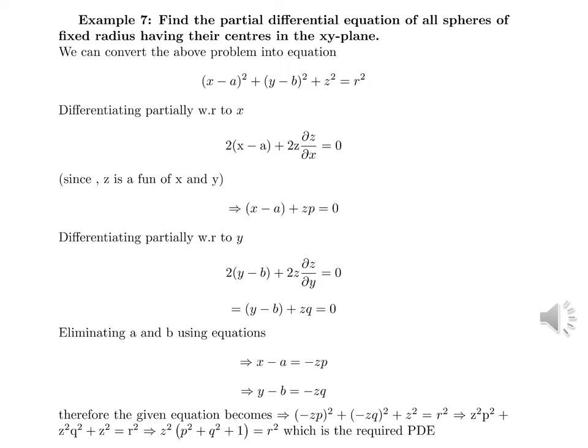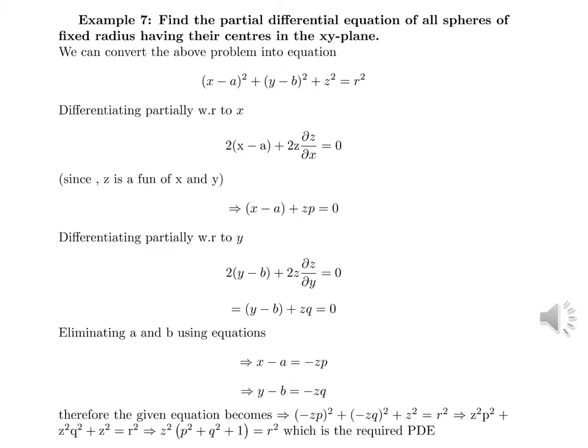To find that, you can see the equation of all spheres of fixed radius having their centers in the xy plane is x minus a whole square plus y minus b whole square plus z square equal to r square. So this is the key idea of this particular question. So now we differentiate partially with respect to x.